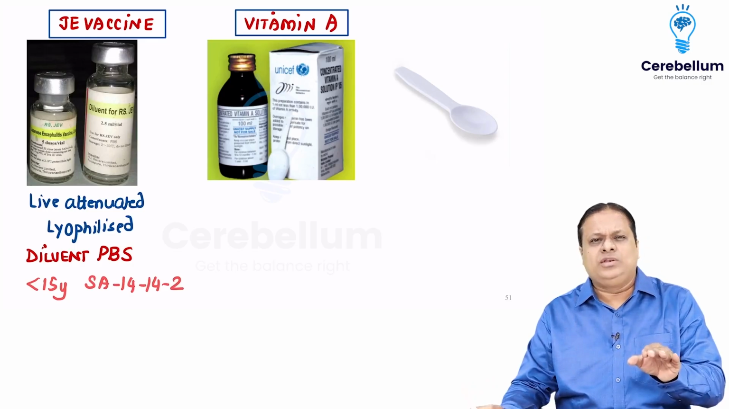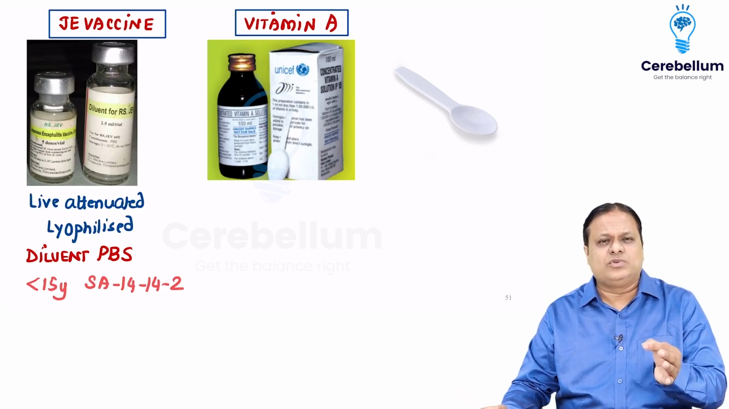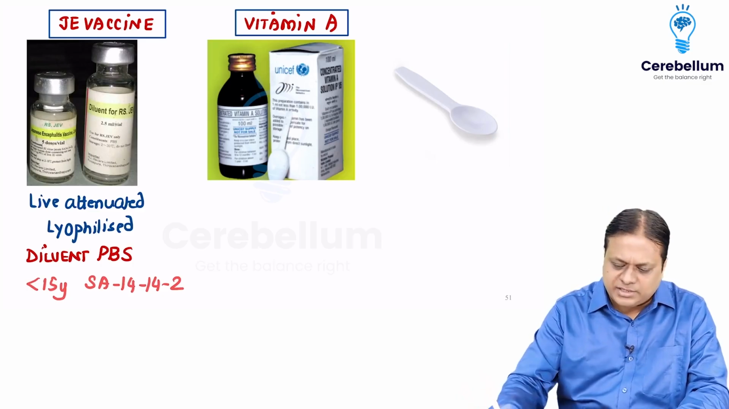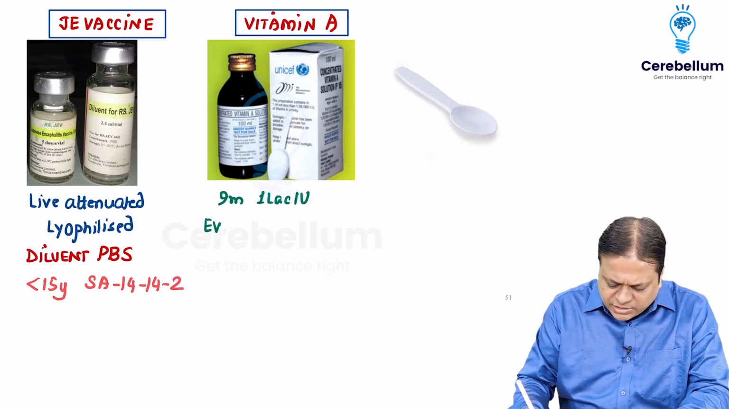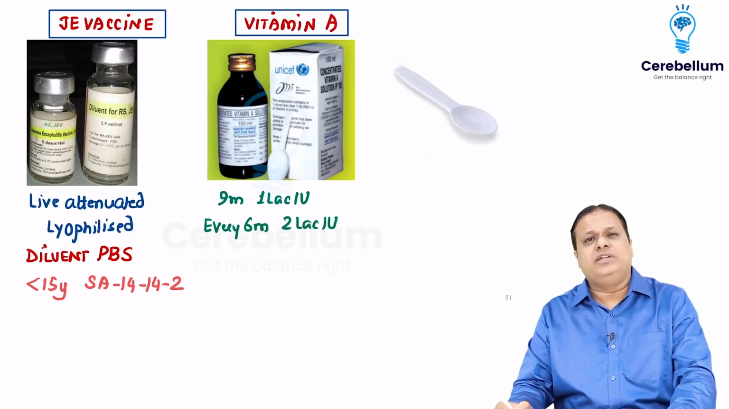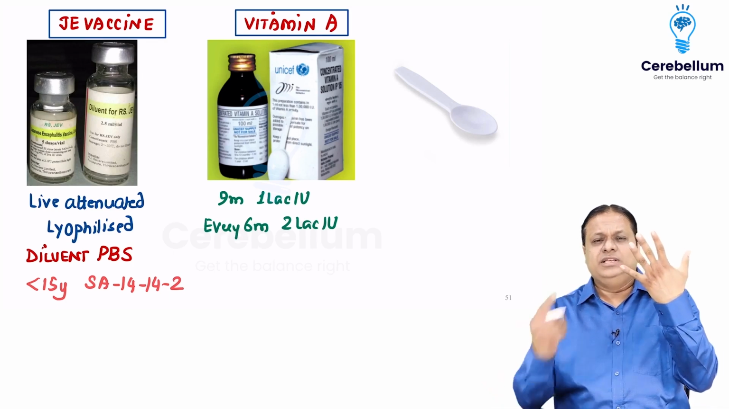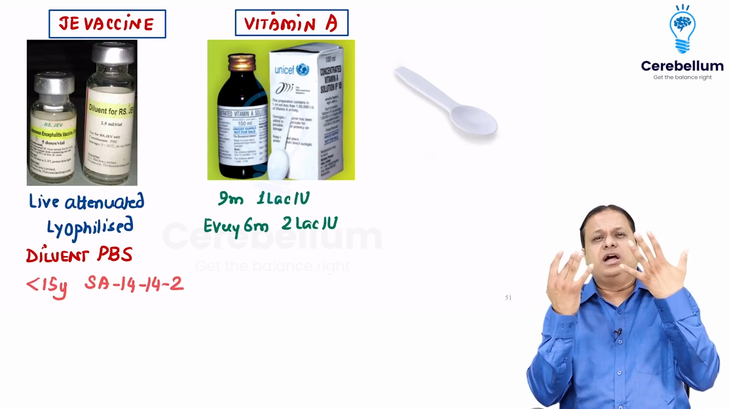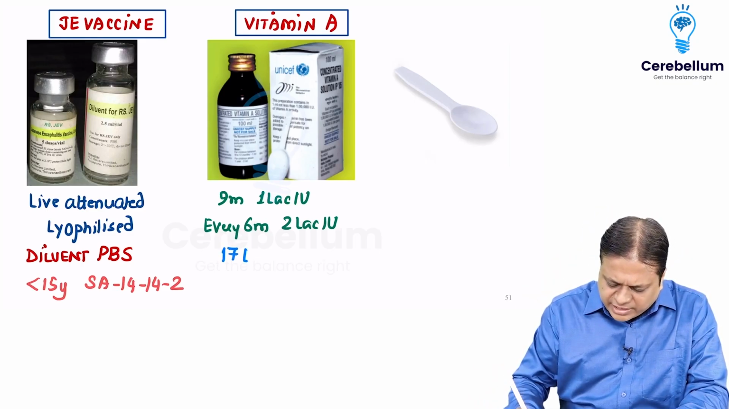Vitamin A is the only non-vaccine in the national immunization schedule because Vitamin A deficiency was the commonest cause of blindness among children in our country. At 9 months we give 1 lakh international units. Then every 6 months we give 2 lakh each. This continues till 5 years of age. So 9 months, then 2 lakh at 1.5 years, 2 years, 2.5, 3, 3.5, 4, 4.5, 5. A total of 9 doses equaling 17 lakh international units total dose.